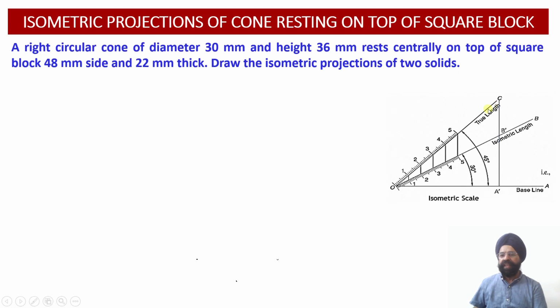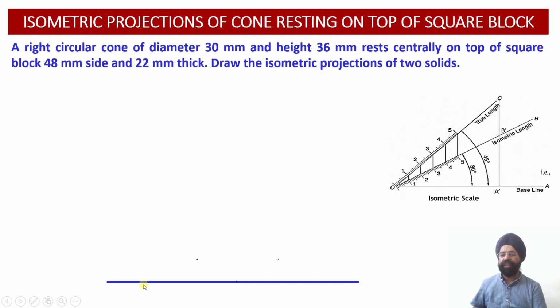So once again, the isometric scale will be drawn to begin with, and all the distances which are given to us, they will be converted onto the isometric scale. So once we get the isometric scale distances, those distances we are going to plot in the isometric projection.